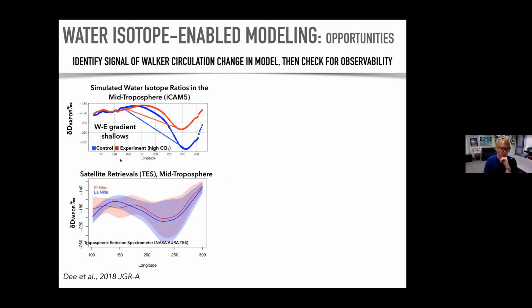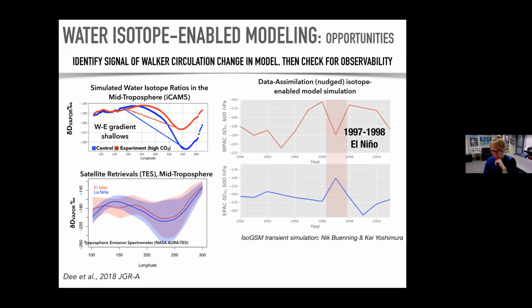And we also checked in some of the iso-GSM nudged experiments to see if this relationship holds. And indeed, if we look at some of the bigger, warm El Nino events, we see a reduction in the delta D of vapor at around 600 hectopascals and an increase in the Eastern Pacific. So again, tilting that gradient closer together.